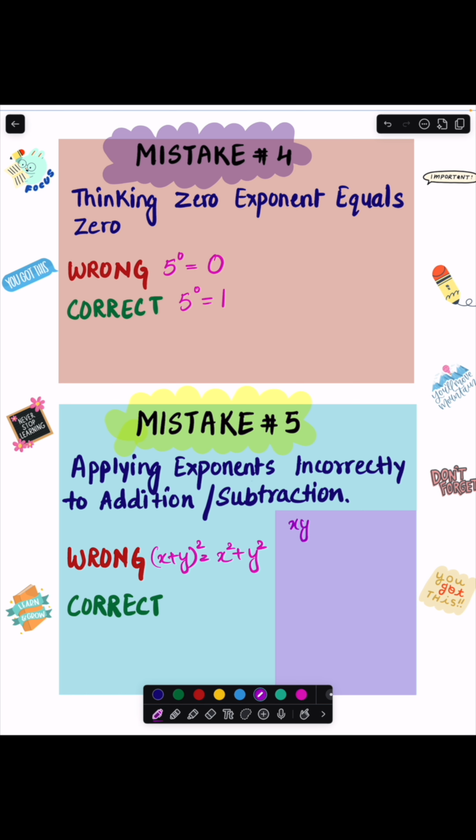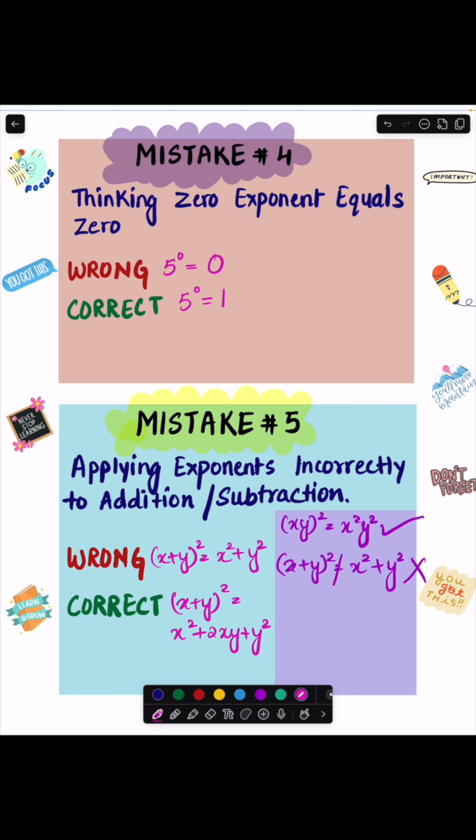Because exponents do distribute over multiplication like this, and which is correct, but they do not distribute over addition, which is like this, and which is incorrect. So let's correct our answer and write down x plus y whole square is equal to x square plus 2xy plus y square.